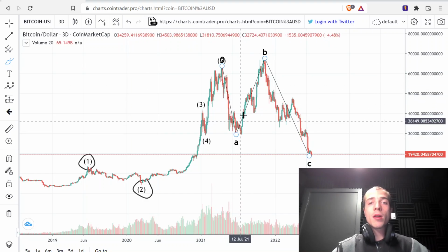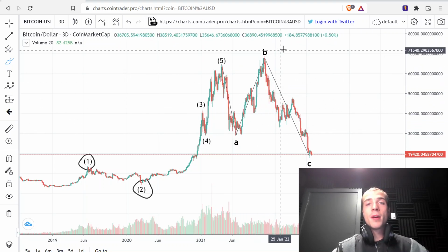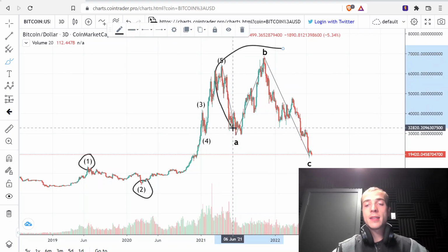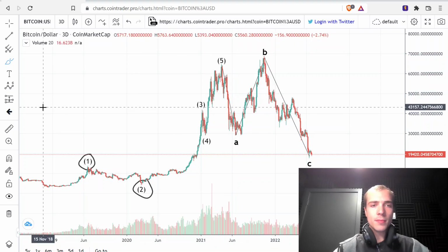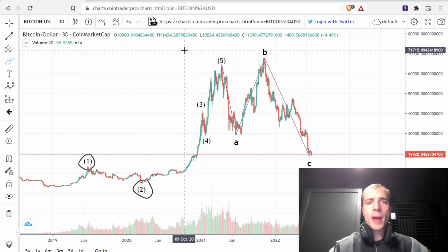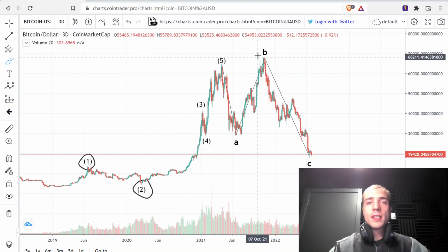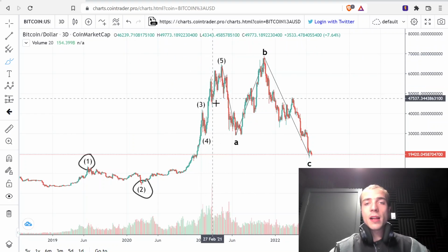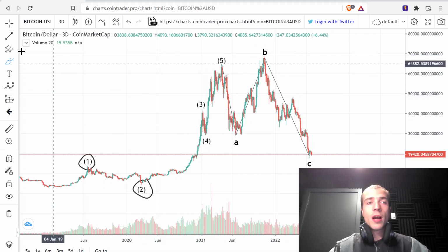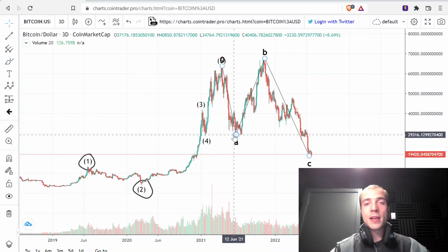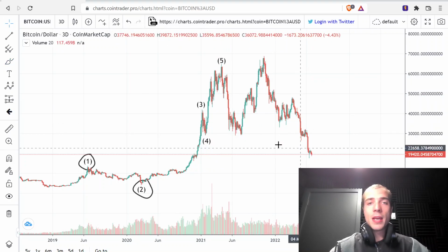And then we get our corrective move, right? This huge expanded flat correction. And if we just look at this pattern for a minute, you can see how this Elliott wave structure could trick somebody, as it did trick me.